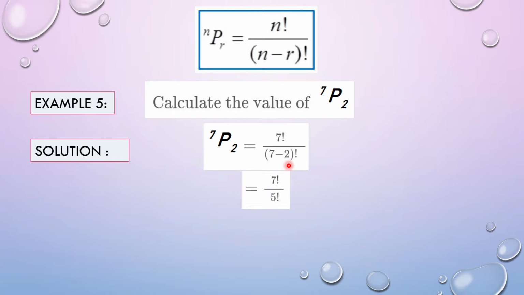So 7 minus 2 factorial equals 5 factorial. So 7 factorial over 5 factorial equals, expand the 7 factorial. 7 factorial can be written as 7 times 6 times 5 factorial, you stop there, over 5 factorial. So 5 factorial can be cancelled. So the final answer is 42.